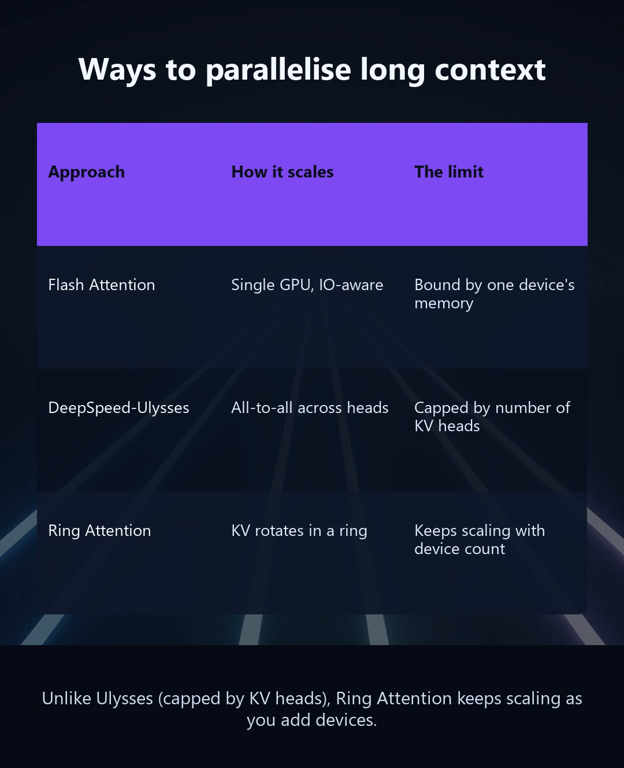Ring attention is not the only way to parallelize long sequences. DeepSpeed Ulysses splits work across attention heads using all-to-all communication, but that caps you at the number of key value heads the model has. Ring attention rotates blocks around a ring instead, so it keeps scaling as you add devices. That is why frameworks increasingly build long context on the ring approach.